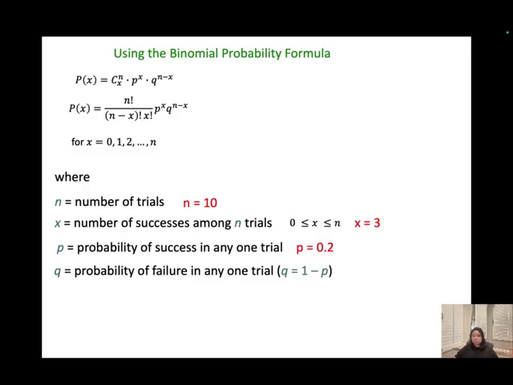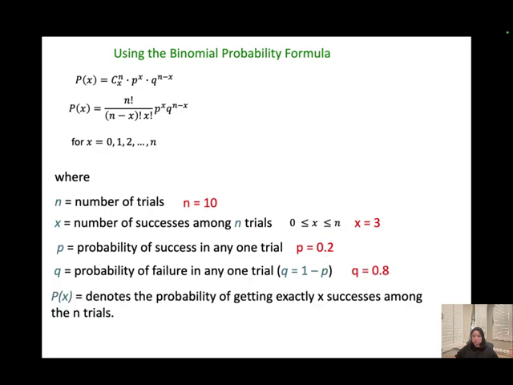q is the probability of failure in any one trial. So we do have 80% to get "better not next time." So q will be equal to 1 minus 0.2, which is going to be 0.8. P of x denotes the probability of getting exactly x successes among the n trials. So in our example, we will have P of 3.